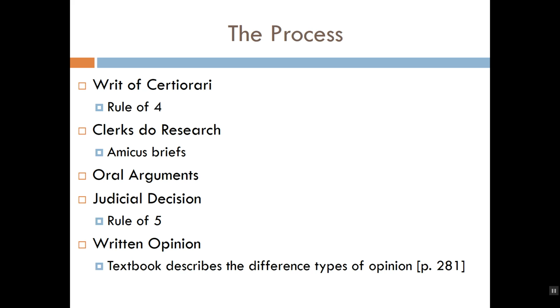But if you do get the writ of certiorari, the next step is for the clerks to do their research. A clerk is basically a helper for the judge, and they're the ones who are going to gather all of the relevant facts about the case, and they're going to summarize these for the justices that they happen to work for. Each justice has a certain number of clerks.